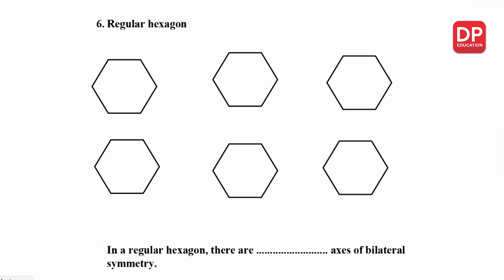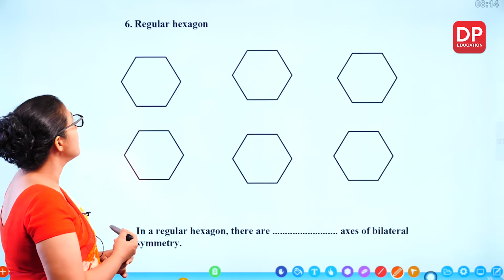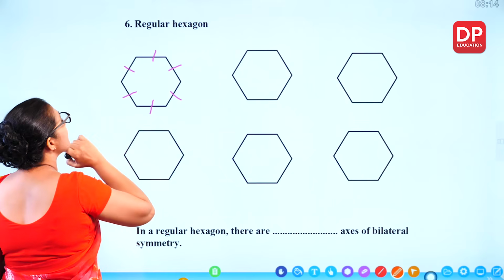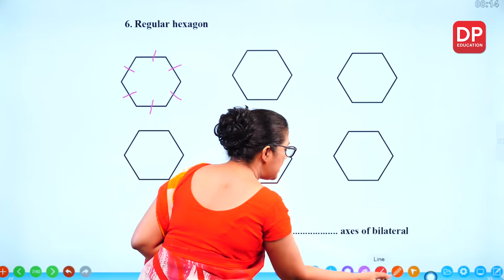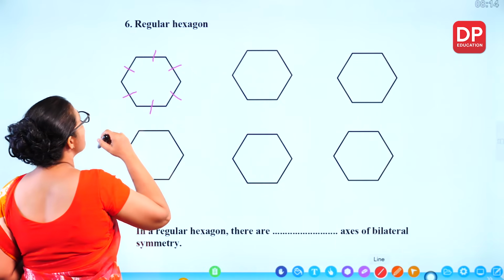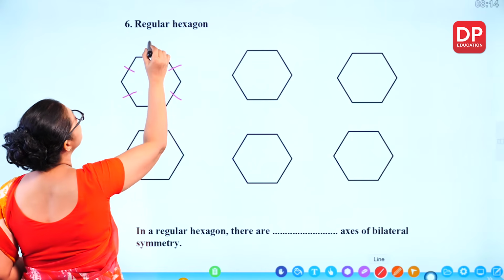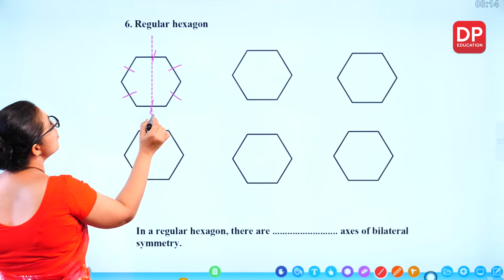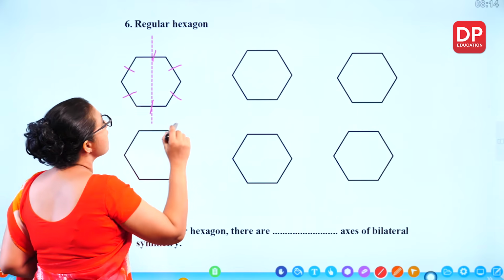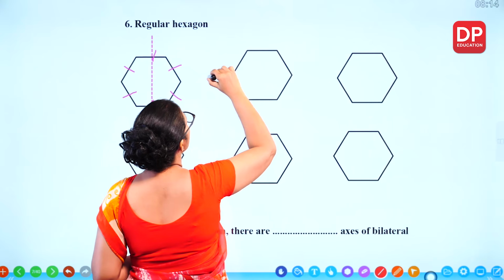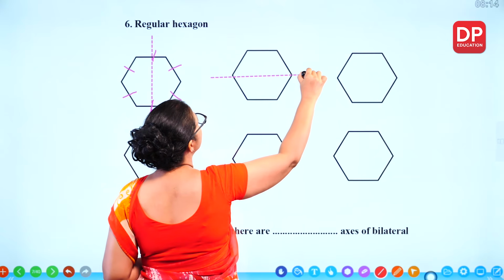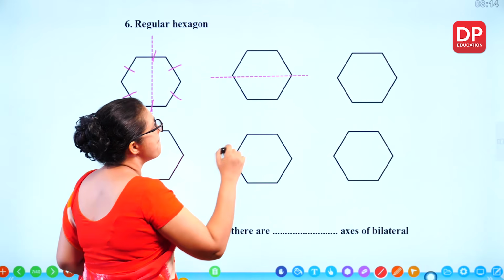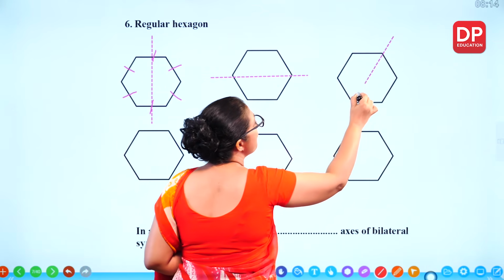Regular hexagon. Hexagon means a 6-sided polygon. Regular means all sides are equal. So what do you think? How many axes of symmetry are there? I can draw a line here. It divides into 2 equal parts. And I can draw a line here as well. Then this way.